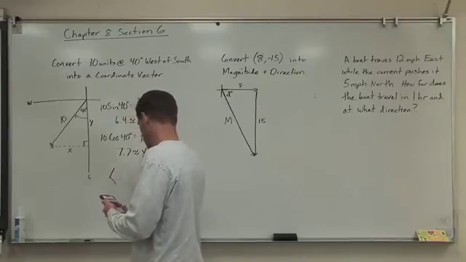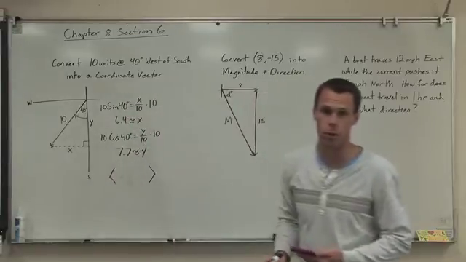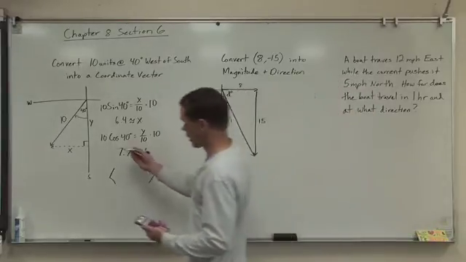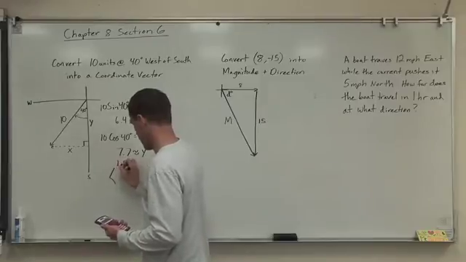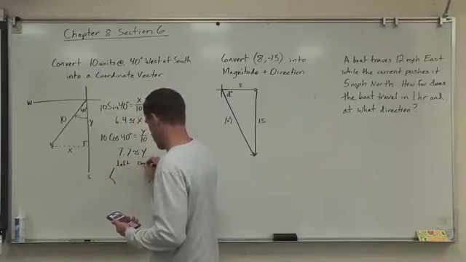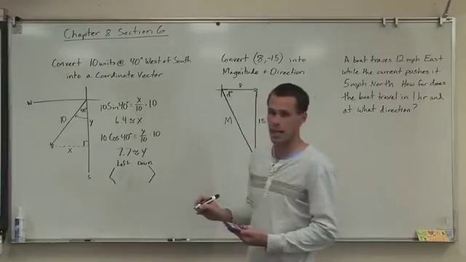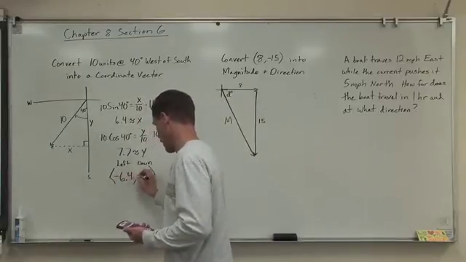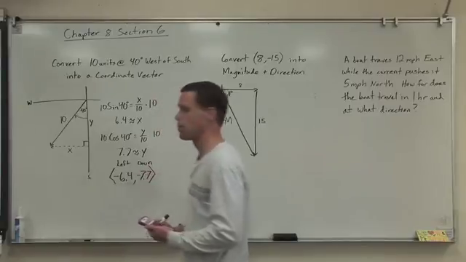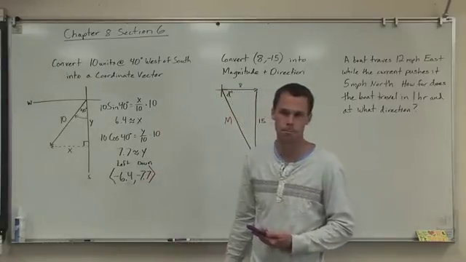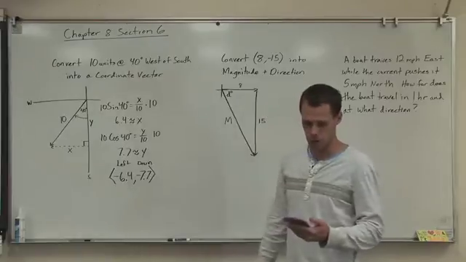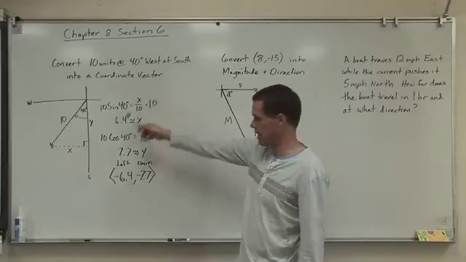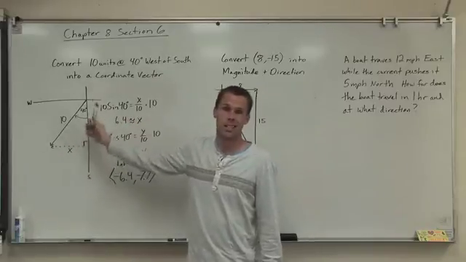I am done. I have converted this into coordinate form, except I need to make sure direction is maintained. This is clearly going to the left, and it is clearly going down. So I need to put that into my numbers. Left is negative, so negative 6.4, and down is also negative, so I'll put negative 7.7. That's my first example. Notice that sine this time was x because things got shifted around.